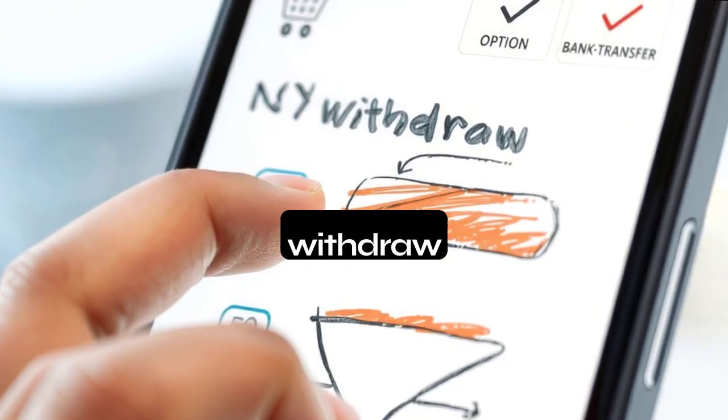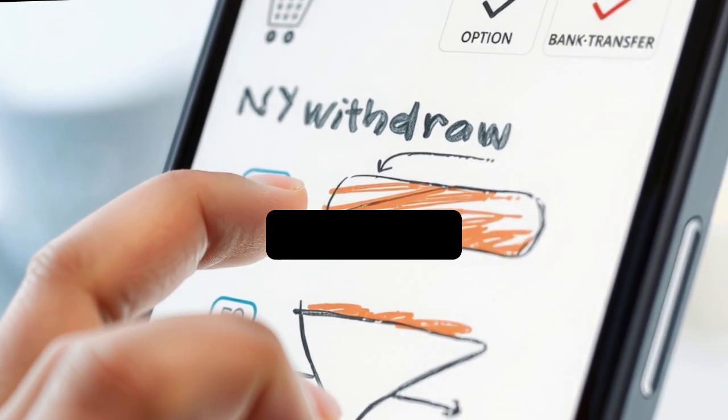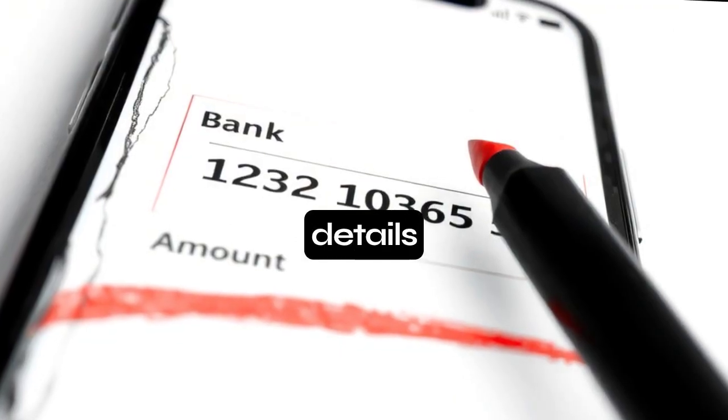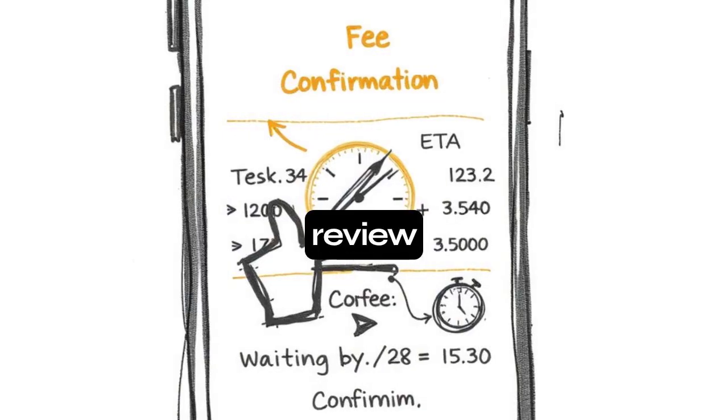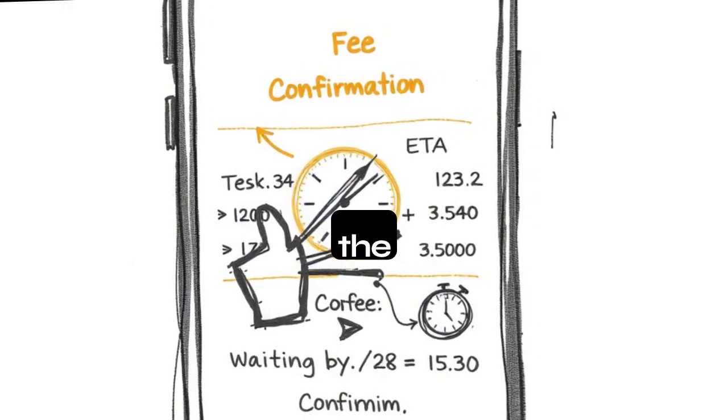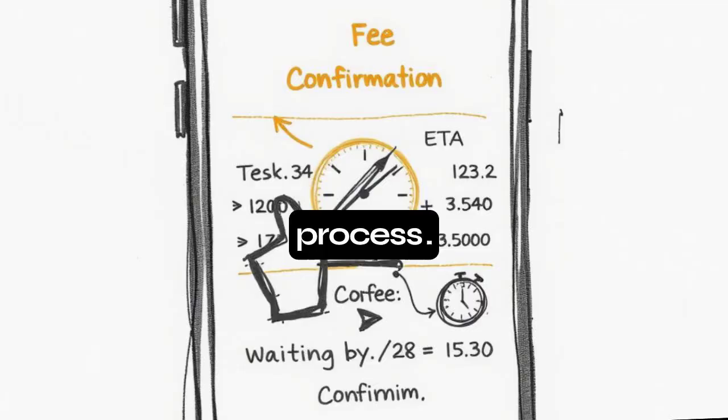Step 2. Tap Withdraw and choose Transfer to Bank as the withdrawal method. Enter the bank details linked to your GCash or your personal bank account and input the amount. Review fees and processing time, then confirm the withdrawal and wait for the transaction to process.